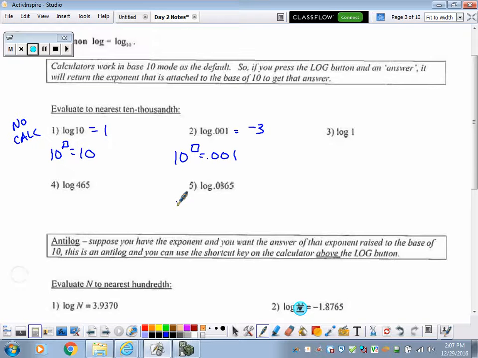Log 1, and again, that means 10 to the what power is going to give us 1. And we know that we raise anything to the 0 power, we're always going to get 1. So 0 is the exponent that we're looking for there.